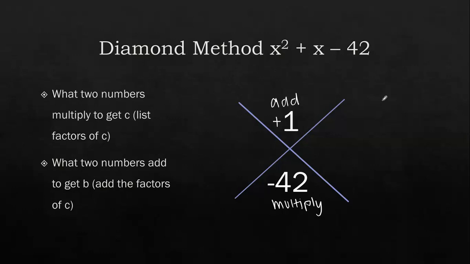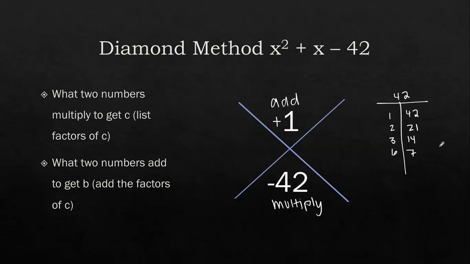Start thinking. So let's write out the factors of 42. 1 and 42. Give me another one. 2 and 21. Okay, give me another factor. 3 and 14. 6 and 7. Okay, I'm just going to write all these out.